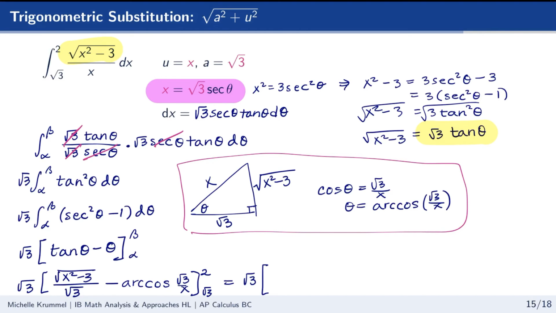Just going to go ahead and sub in the upper limit of integration, which is 2. So 2 squared is 4, minus 3 is 1, square root of 1 is 1, so 1 over root 3, minus the arc cosine of root 3 over 2. Where does cosine equal root 3 over 2? 30 degrees, pi over 6.